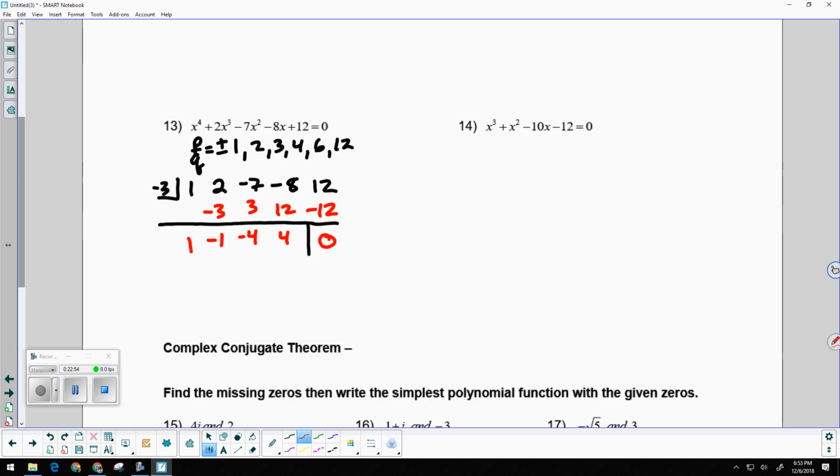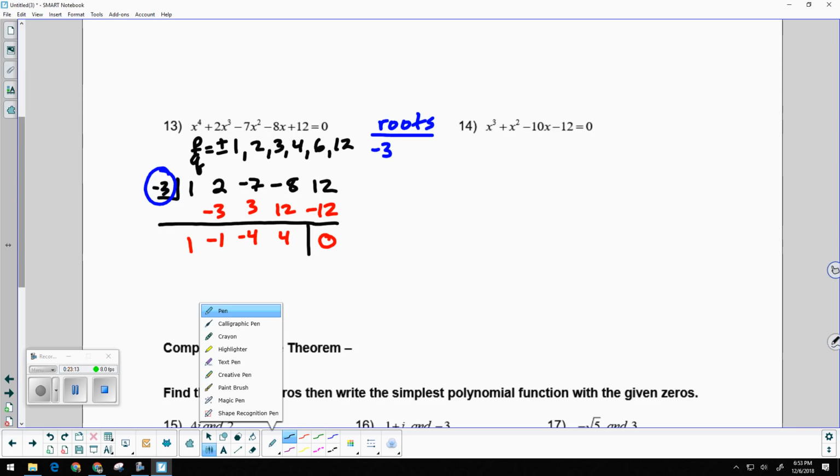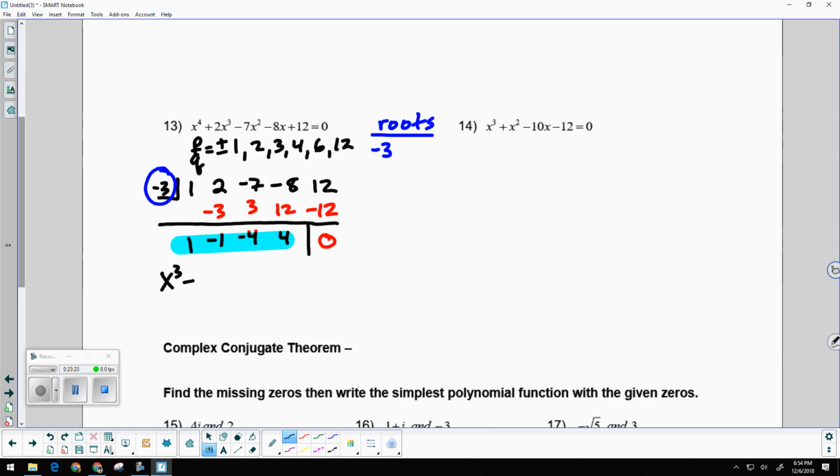Okay, I get 0. So that tells me that -3 is one of the roots, or the zeros. So I'm going to start to make my list of roots. One of them is -3. Then I'm going to write my polynomial that's generated from these numbers right here. That polynomial is going to be 1x cubed minus x squared minus 4x plus 4.